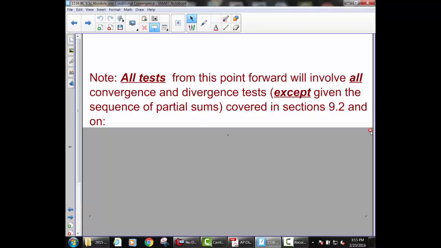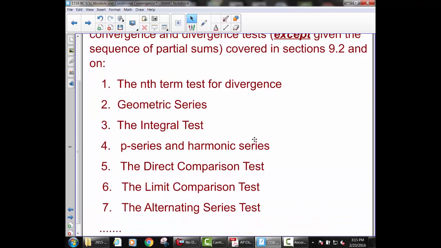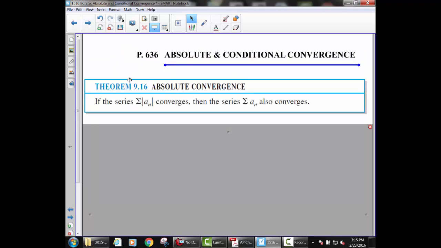Okay, again, a reminder: from this point forward, all the tests will be there. So we have nth term, geometric, integral test, p-series and harmonic, direct comparison, limit comparison, alternating series. The only one that I won't be throwing in from this point forward is sequence of partial sums. Okay, so page 636, they start talking about absolute and conditional convergence.